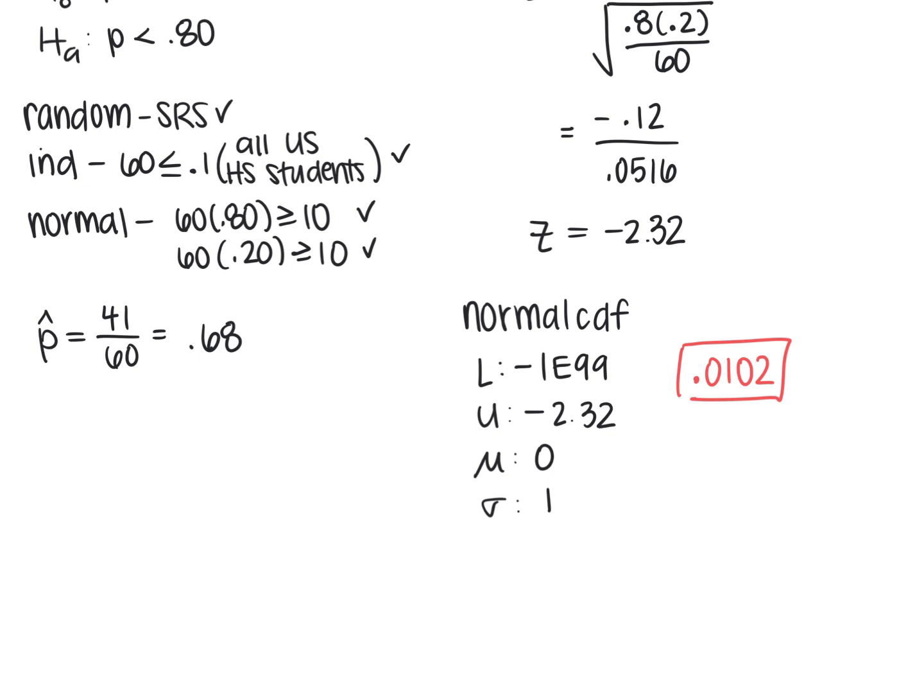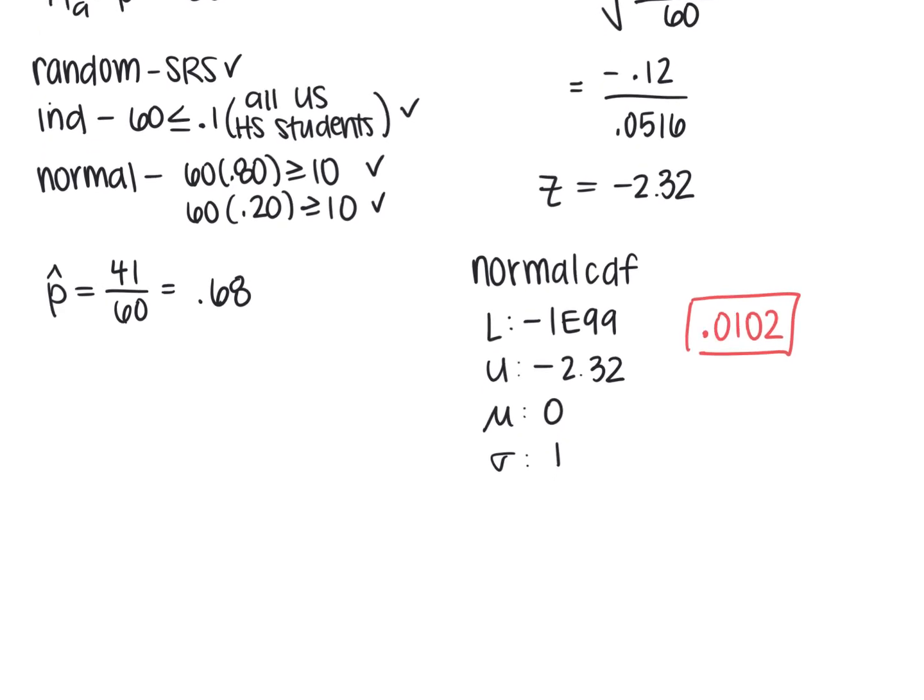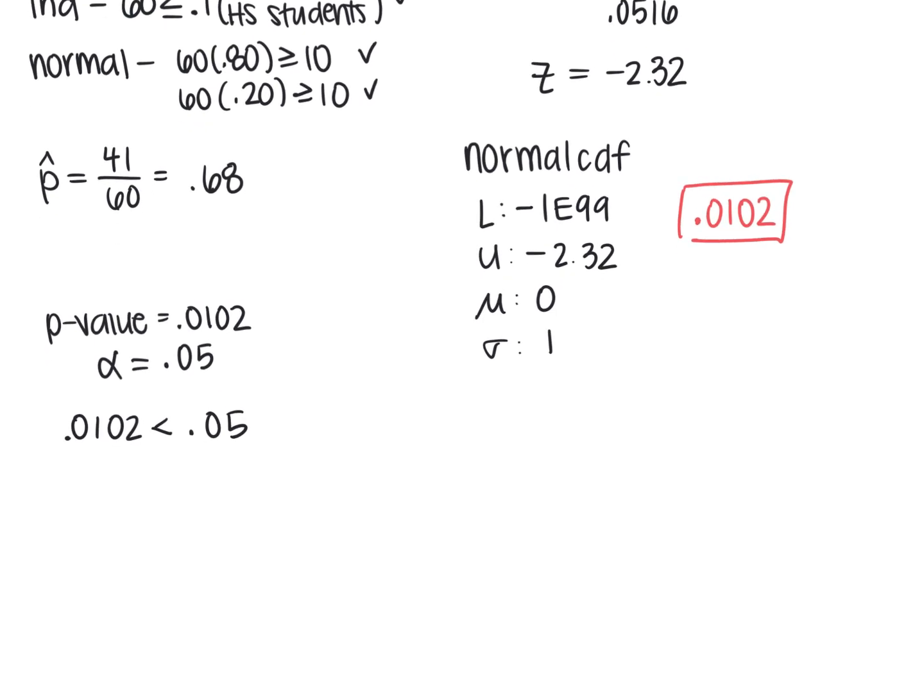But now we're actually going to test whether or not the claim is true by comparing that to our alpha. So we now have a p-value, which is 0.0102, and we know our alpha, stated in the problem, is 5%, which is 0.05. And I'm now going to compare those. 0.0102 is less than my alpha of 0.05. And whenever that happens, we reject our null hypothesis. So we're going to reject H naught.